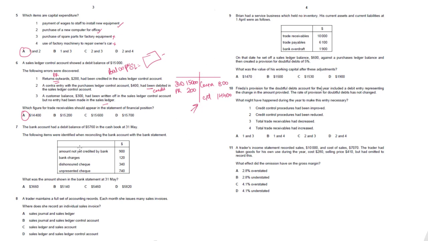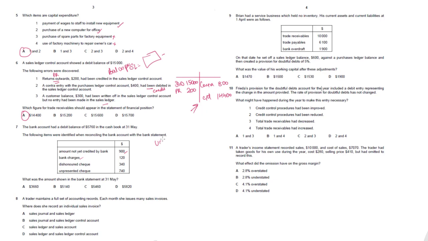The bank account had a debit balance of 5760 in the cash book at 31st May. The following items were identified when reconciling the bank account with the bank statement. Amount not yet credited by bank, uncredited deposits, $900. Bank charges 120, dishonored check 340, unpresented check 740. What was the amount shown in the bank statement?